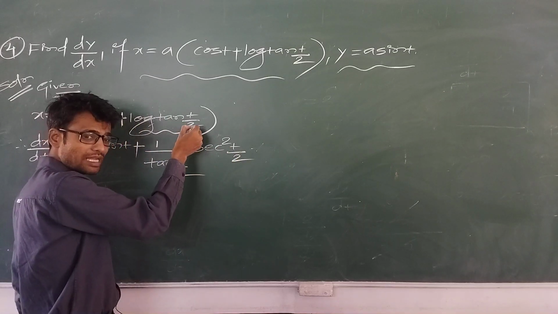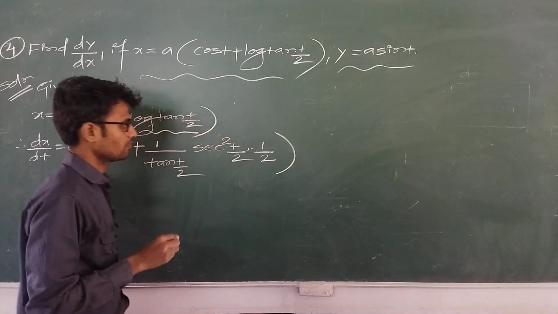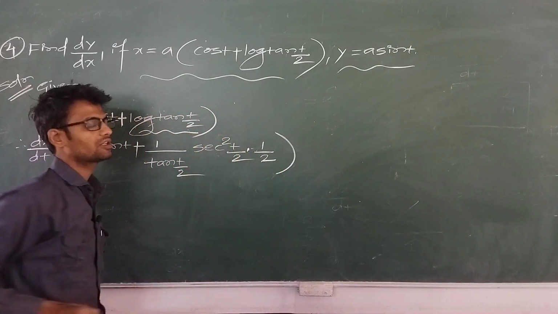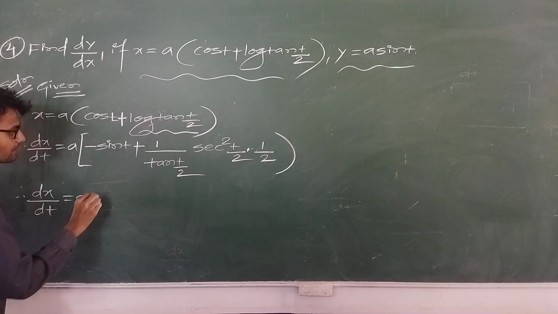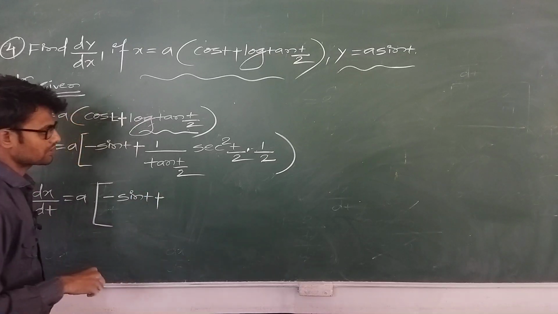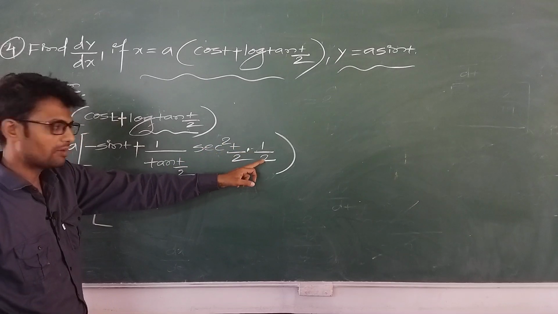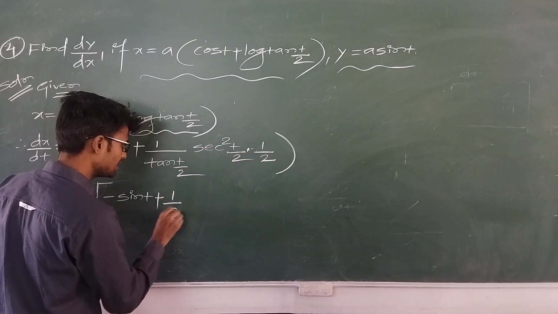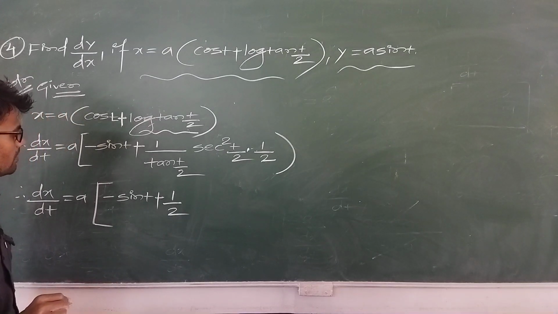Next, you differentiate t by 2. The derivative of t by 2 with respect to t is 1 by 2. So now I will write the value of dx by dt is equal to a minus sin t, you write as it is, plus 1 by tan t by 2, and this is 1 by 2. 1 by 2 is a constant, you keep it outside.